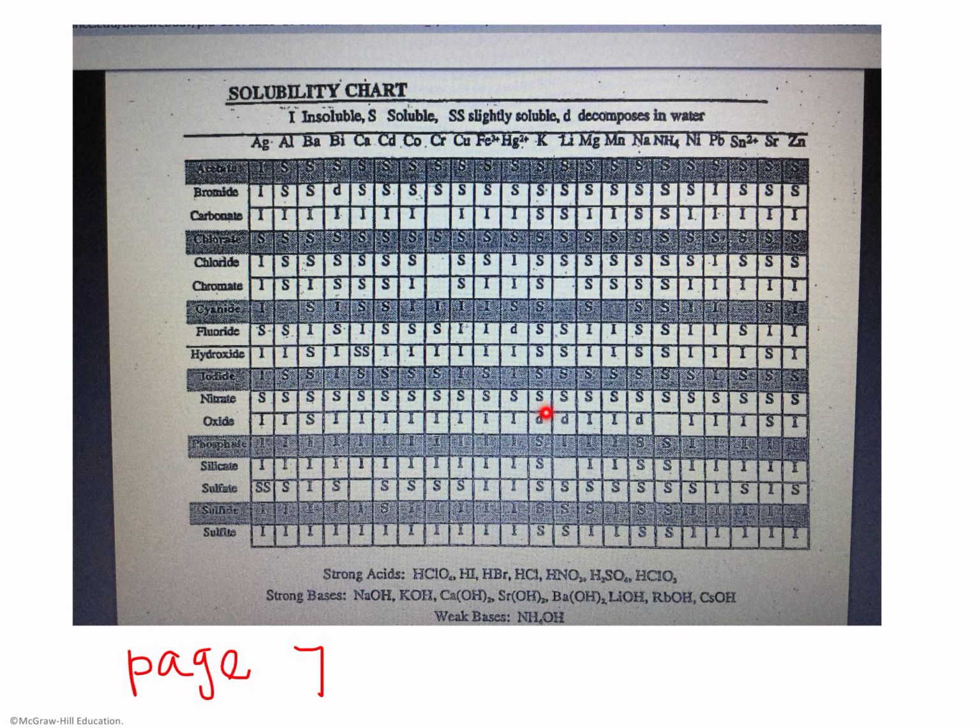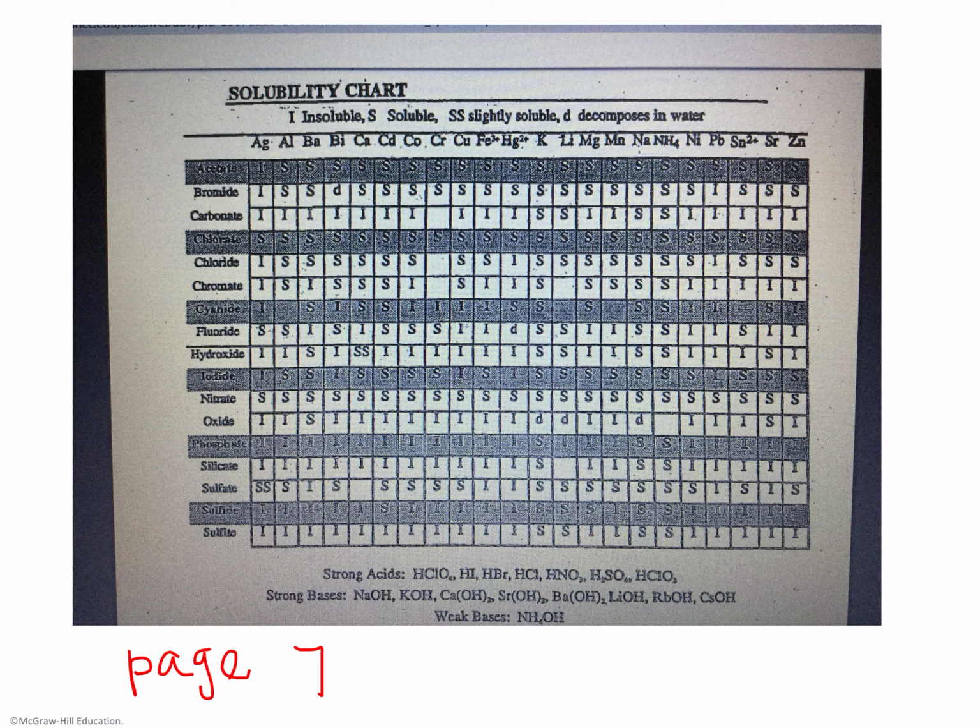And then we have strontium fluoride. So strontium right here, that's one of the products. And then the fluoride is this row, fluoride right there. So strontium fluoride is I for insoluble. So that is a solid that you're going to be forming.